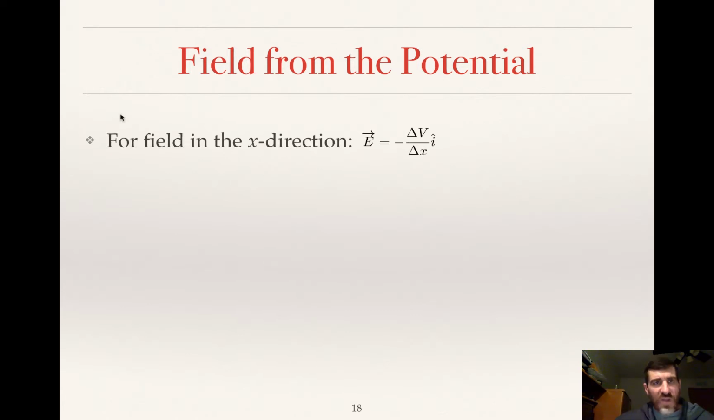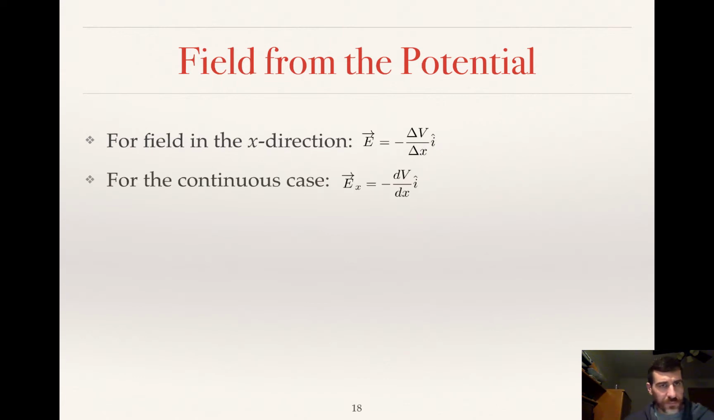Okay, so in general, if you know the electric potential and you want to get the electric field from that, if you want the field in the x direction, you take the change in the electric potential in the x direction, so delta V over delta x, and there's a negative sign due to the way things are defined, in the i hat or the x direction.